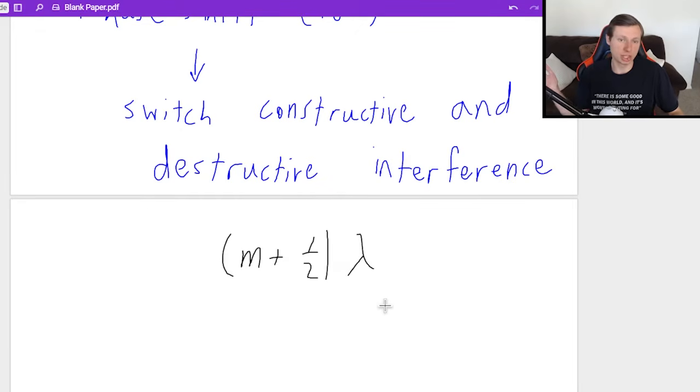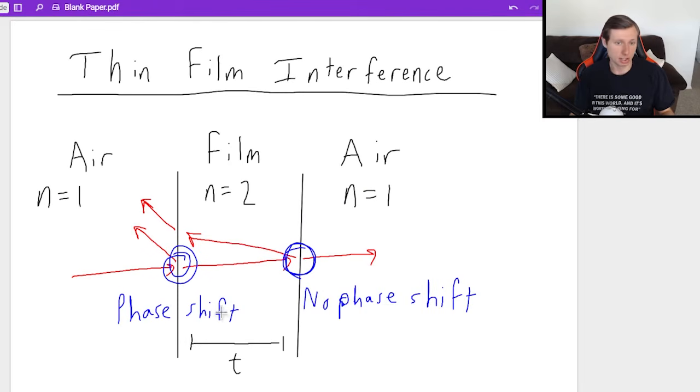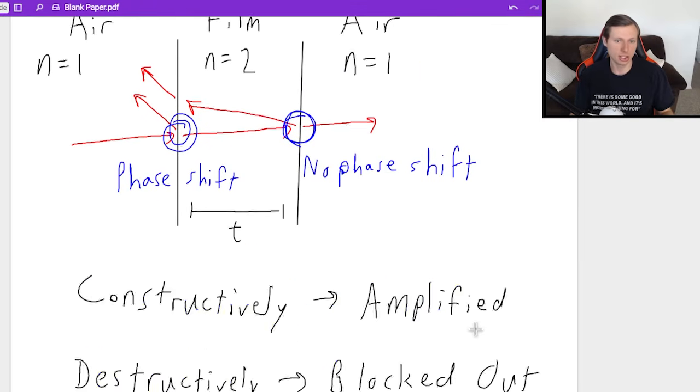A lot of people use this for destructive interference. But I like my way better, where I just say m is the half values, because I think it's more straightforward. There's less thinking on your end, so I like using the half values instead. But as you can see in this picture, there was one phase shift. Agreed? Phase shift here, no phase shift there.